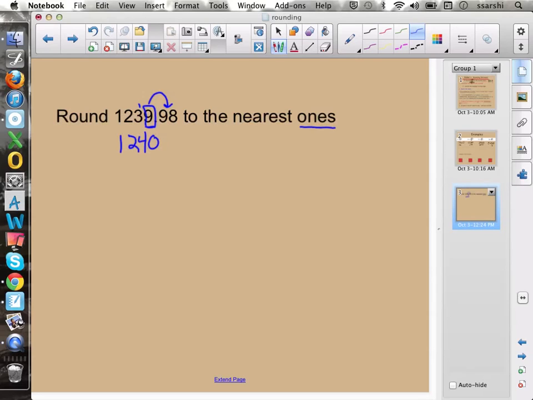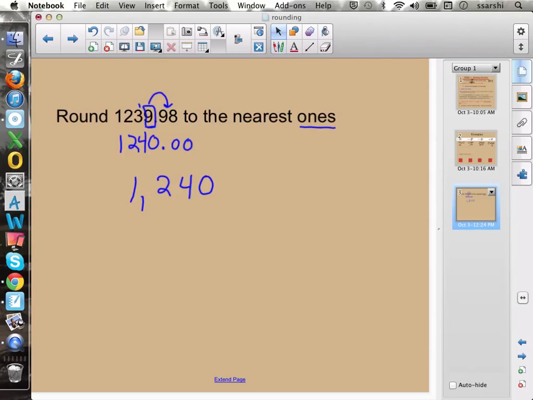As this 9 becomes a 10, I have to increase the digit directly to the left. And then here I keep my decimal. Everything else becomes a 0. So 1,239 and 98 hundredths rounded to the nearest ones becomes 1,240. That's our lesson for today on rounding.